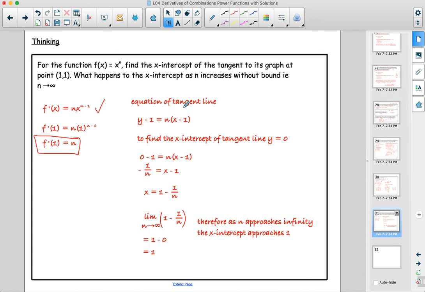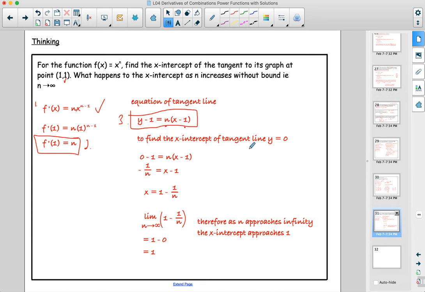The equation of the tangent line would be y minus y naught. Y naught is 1. The slope of the tangent is n times x minus x naught. X naught is 1. So now we have the equation of our tangent. And then the next thing we said is we need the x-intercept. So we're on to step 4 now. So that was step 1, step 2, step 3. We're now on to step 4.